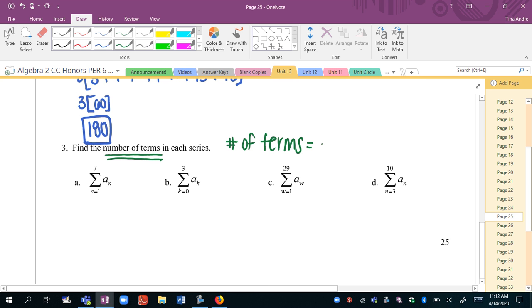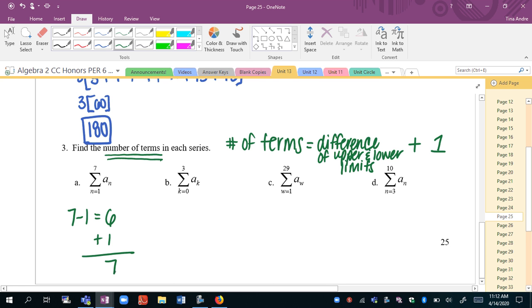So it's the difference of the upper and lower limit, plus 1. So 7 minus 1 equals 6, plus 1 gives me 7. That means there's 7 terms.